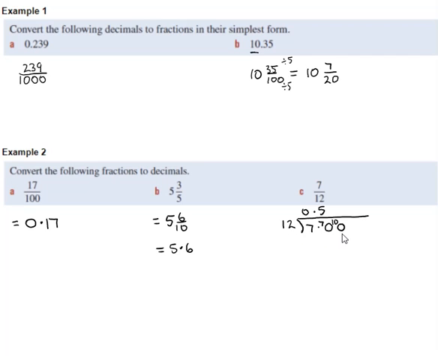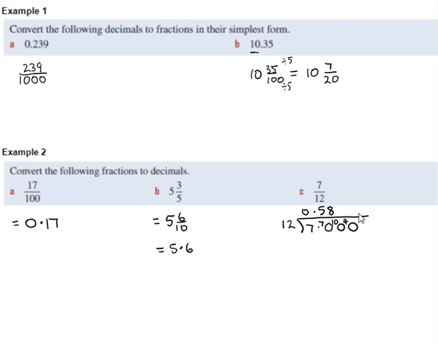12s into 100 go 8 times. 8 12s are 96. Is that right? 8 12s are 96. So we're going to put an 8 there. 96. The remainder is 4. So we put a 4 there.